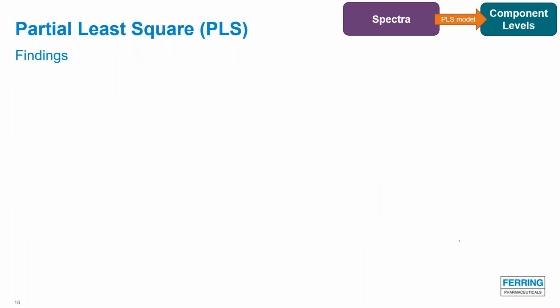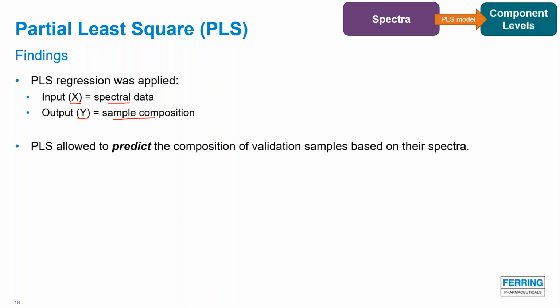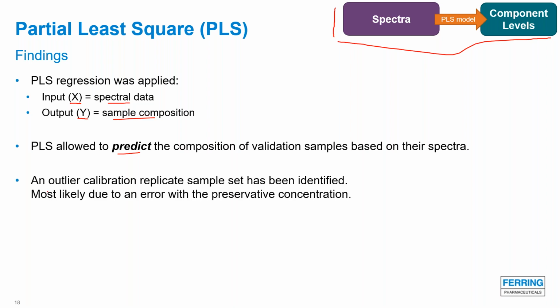So to summarize the findings we have from this partial least squares regression, PLS was applied where the inputs are the spectral data and the outputs are the sample composition. The PLS allowed us to predict the composition of validation samples based on their spectra. And this is exactly what I have been showing in this corner of the slide. We have also identified an outlier calibration replicate in the dataset, which is most likely due to an error with the preservative concentration.